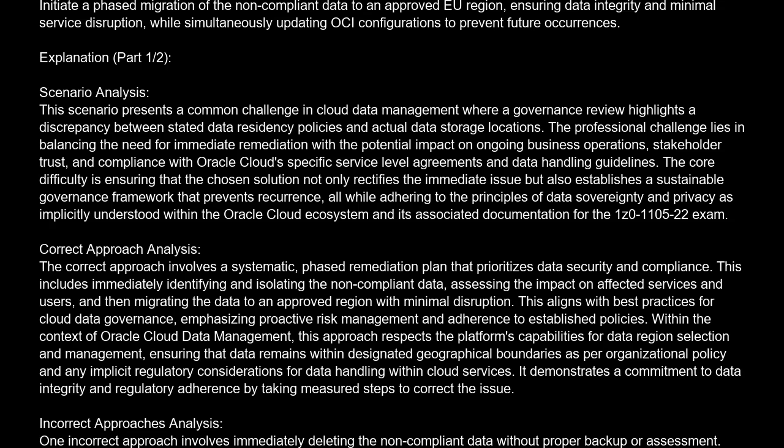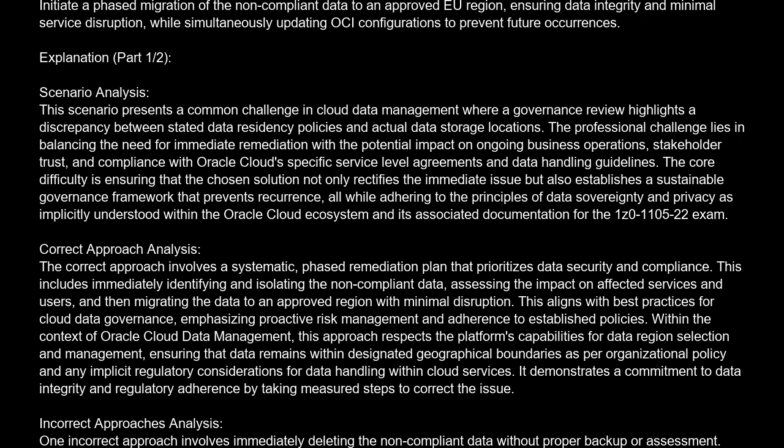The correct answer is D. Initiate a phased migration of the non-compliant data to an approved EU region, ensuring data integrity and minimal service disruption, while simultaneously updating OCI configurations to prevent future occurrences. Explanation: scenario analysis. This scenario presents a common challenge in cloud data management, where a governance review highlights a discrepancy between stated data residency policies and actual data storage locations.